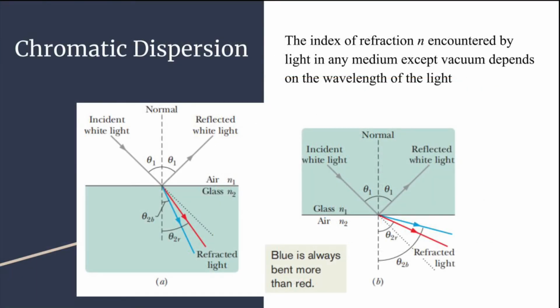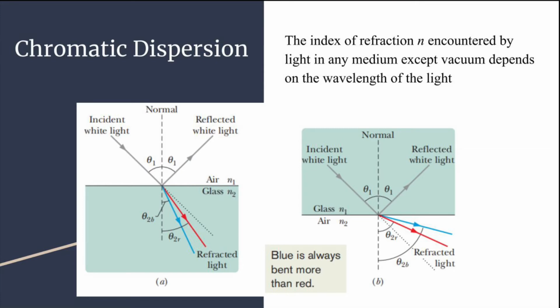A fact about n is that the index of refraction, n, encountered by light in any medium except vacuum, depends on the wavelength of light. The dependence of n on wavelength implies that when a light beam consists of rays of several different wavelengths, the rays will be refracted at different angles by the surface. That is, the light will be spread out by the refraction. This spreading of light is called chromatic dispersion.